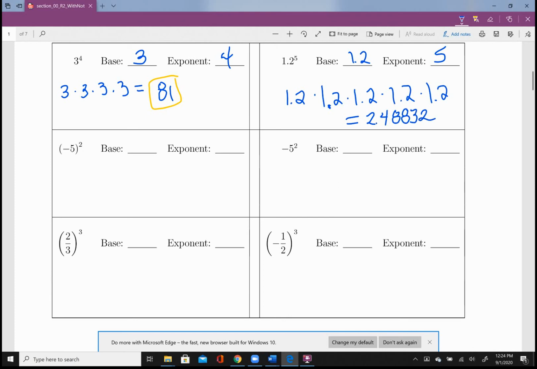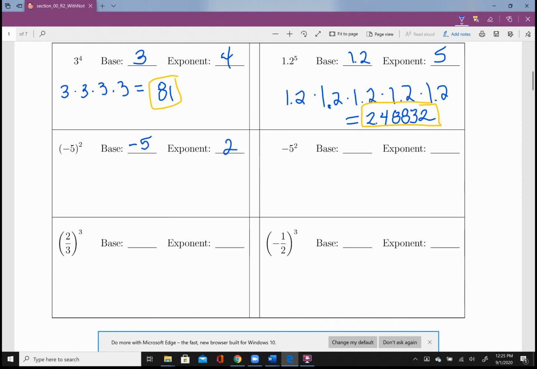And really, you should rely on your calculator in order to perform this operation. It's not something you necessarily want to be doing by hand. It would take a long time. It's kind of not worth your time. Moving on to the next one, we have a base of -5 and an exponent of 2 there.